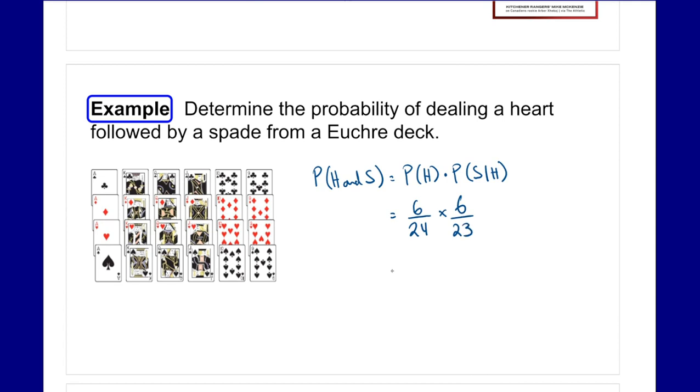Because the total number of outcomes has changed, since we've taken one card out. We've dealt one card, so that means there's one less to choose from the 24. So we have 23 total outcomes. So we have 36 over 24 times 23, which is 552, or this works out to 0.065, or a 6.5% chance of dealing a heart, then a spade.